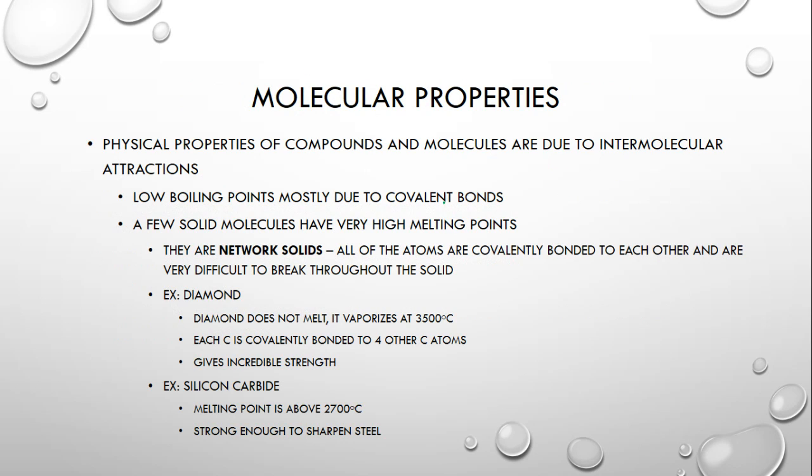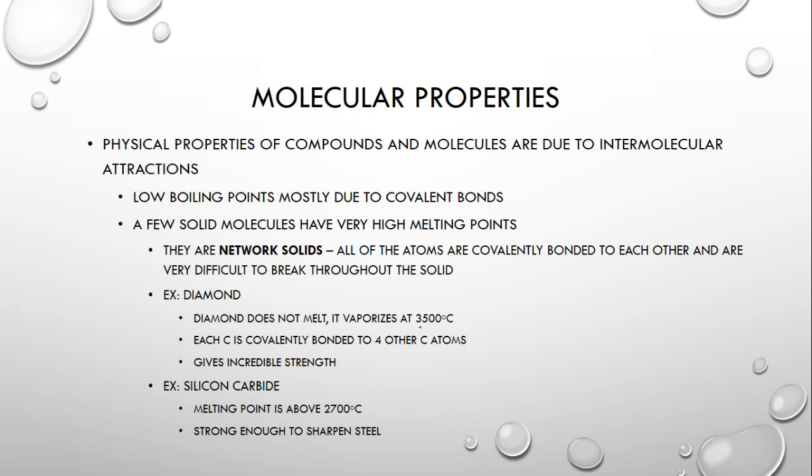Okay. Last little bit here is about molecular properties. And this is properties of covalent compounds that are slightly different from what we've already studied. We've already said that they have lower boiling points, but there are a few anomalies of this. They're called network solids, like diamonds and silicon carbide, where their atoms are all highly bonded to each other, and they are so bonded that they are super duper strong. So network solids are kind of the exception to the rule for molecular properties.